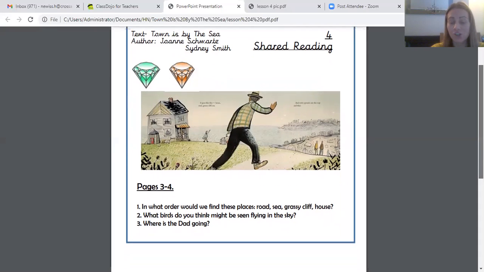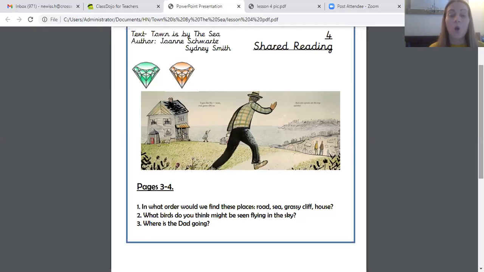So our first question is, in what order would we find these places? Road, sea, grassy cliff, and house. So what I'm asking you to do is write me a full sentence, if you can, to tell me the order you can see these items. Look carefully at the pictures, but also look at the words for this. This is using our retrieval skills. So look at the words carefully. The author tells us in the order that we're going to find these items. Okay, so look carefully for those.